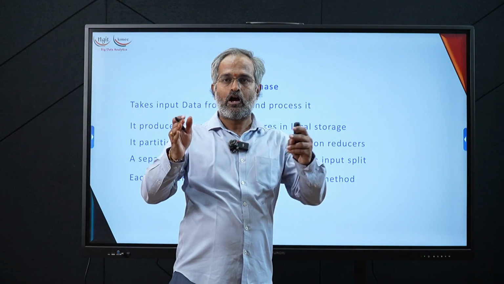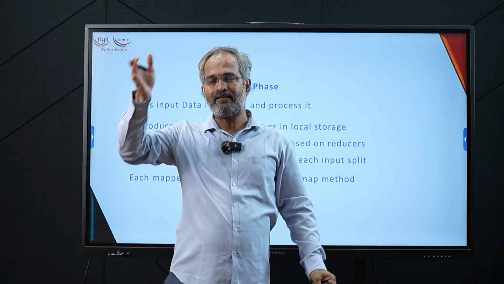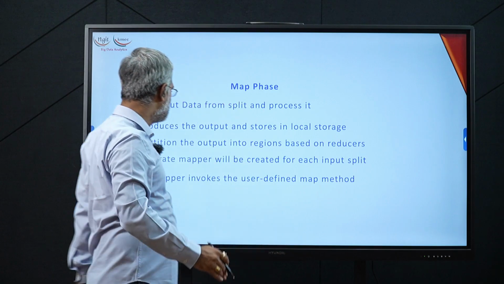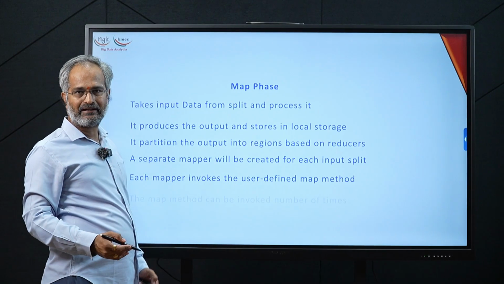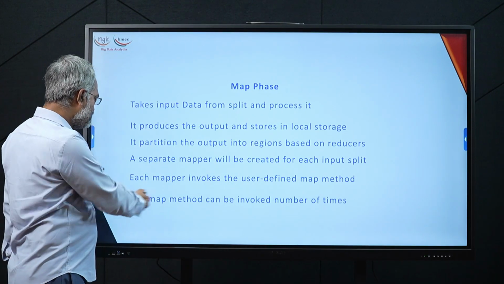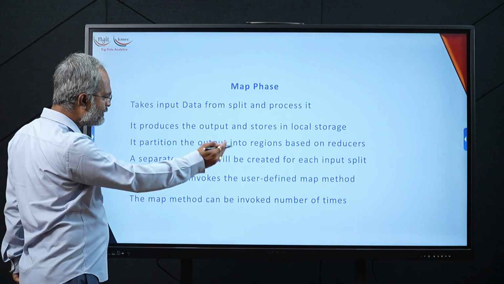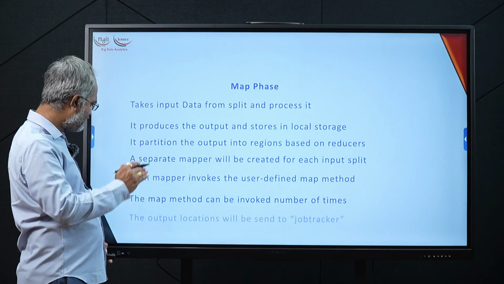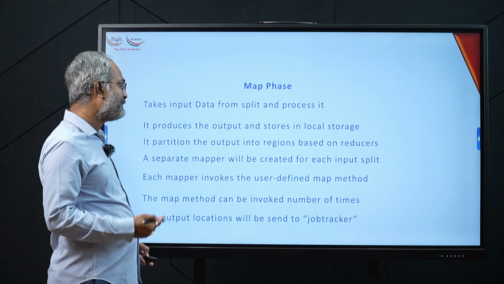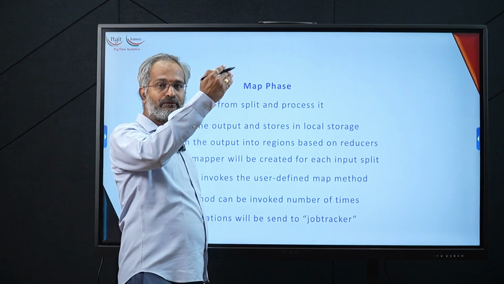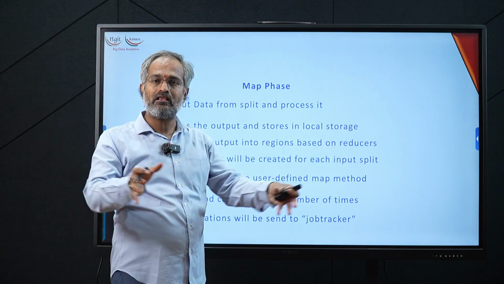How many mappers will there be? That is the number of splits available; those many mappers will be created. The map method can be invoked any number of times, and the output locations will be sent to the job tracker. So the job tracker will collect all the locations of the intermediate outputs.